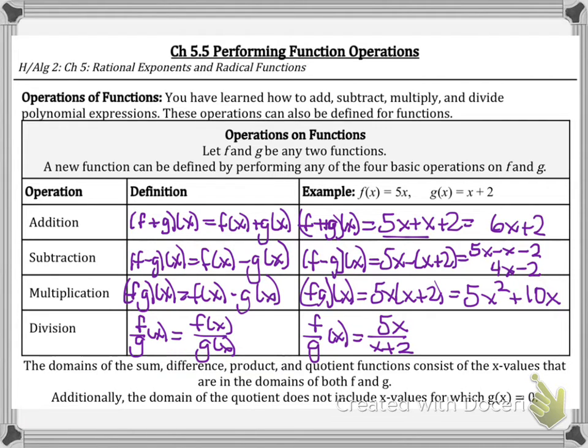So the domains of the sum, difference, product, and quotient functions consist of the x values that are in the domains of both f and g. Additionally, the domain of the quotient does not include x values for which g of x equals 0. So looking at this example here, what can the denominator not be? We cannot have 0. You just set it equal to 0, and you subtract 2 from both sides, so x cannot equal 2, right? Because that makes the denominator 0. So it's all real numbers except x cannot equal 2.